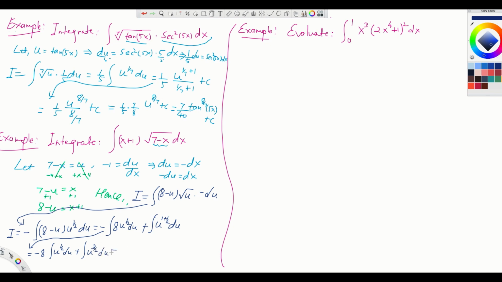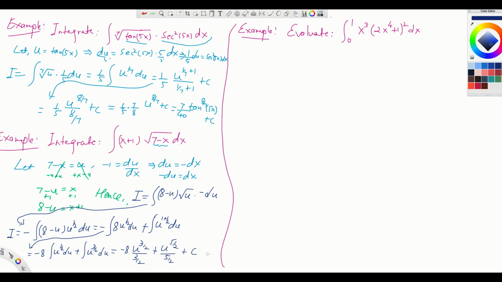I haven't done the integration yet, right? Now I'm going to do that. Negative 8. What is the integral of u to the 1/2? It is u to the 1/2 plus 1, u to the 3/2, right? 1/2 plus 1 over 3/2. Plus, what is the integral of u to the 3/2? It will be 3/2 plus 1, right? So u to the 5/2 over 5/2, plus c.